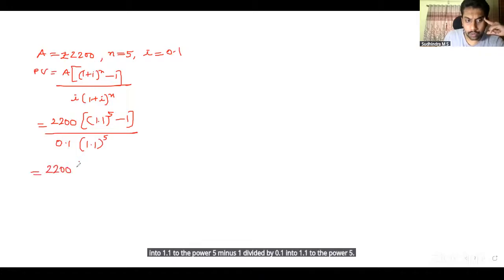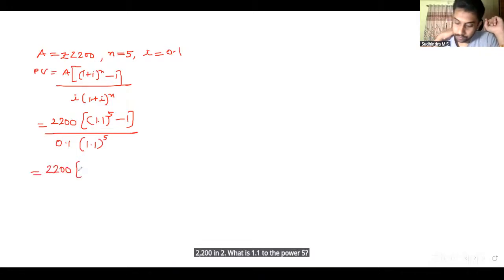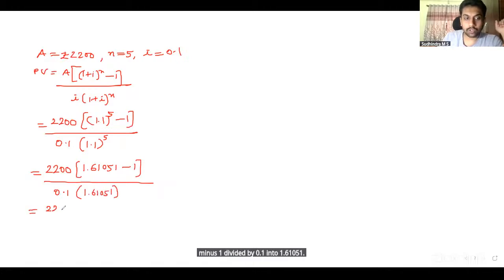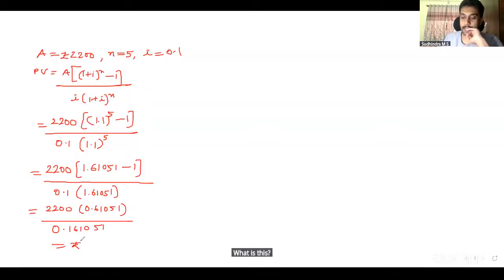2,200 into what is 1.1 to the power 5? 1.61051. Very good. 1.61051 minus 1 divided by 0.1 into 1.61051. That is 2,200 into 0.61051 divided by 0.16105. What is this? 8,339.73. Very good. I'll just take 8,340 for our simple understanding.